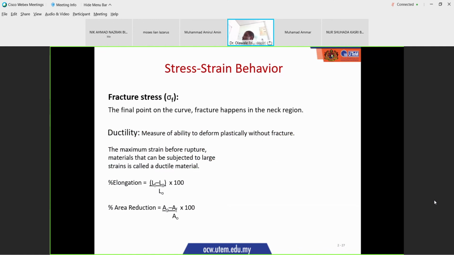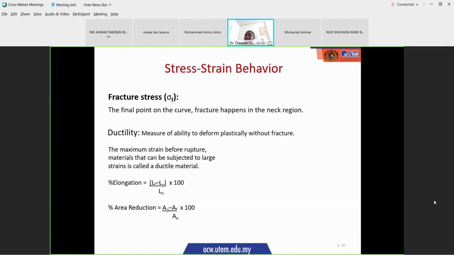let's look at fracture stress. Like I told you earlier, your fracture stress is the last point on your stress-strain diagram. Now, one of the things you will be asked to do in your lab is to measure the ductility of your material. How ductile is your material? How do I determine the ductility of my material? Like I told you earlier, a ductile material can undergo large straining before fracture. So your ductility is the ability of your material to deform plastically without fracture. That is, deform within the plastic region and undergo plastic deformation without fracture.